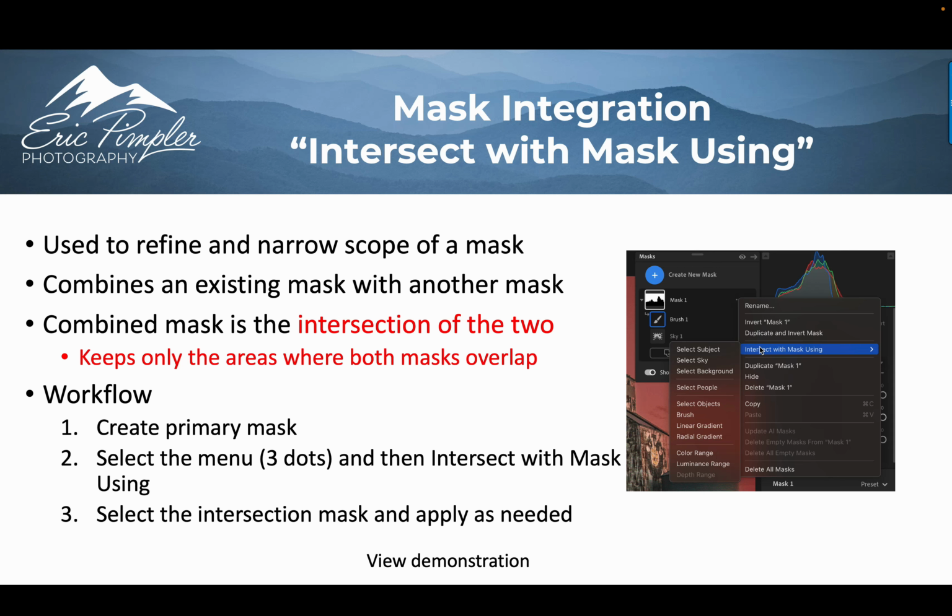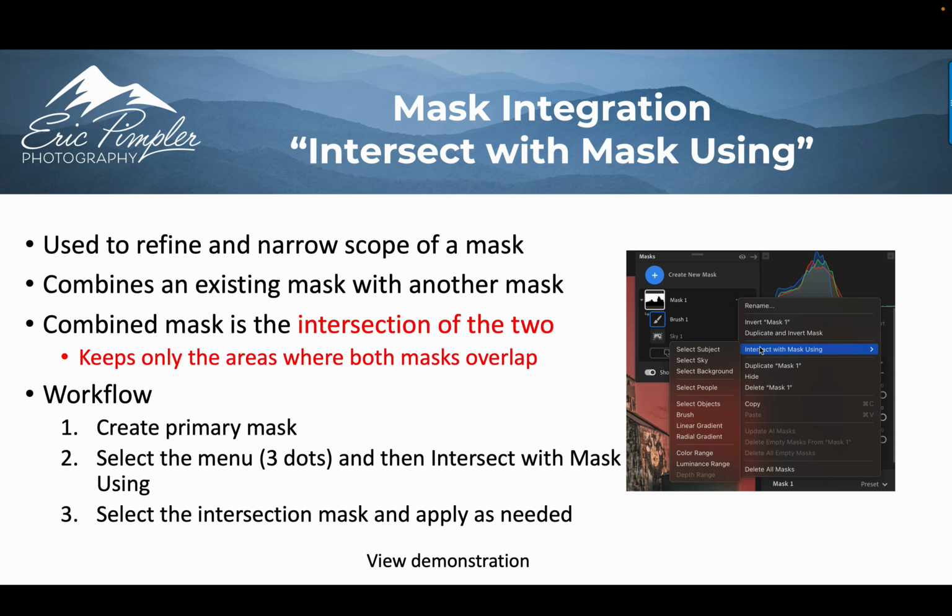We do this by combining an existing mask with another mask. So what we're doing is we're taking two masks and we're joining them together. And the combined mask will be the intersection of the two, so it only keeps the areas where the masks overlap. If you think about two separate masks joining together, the result is a new mask where whatever is in common between the two original masks is kept. So it's the intersection of two masks.